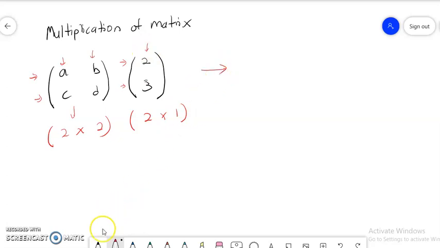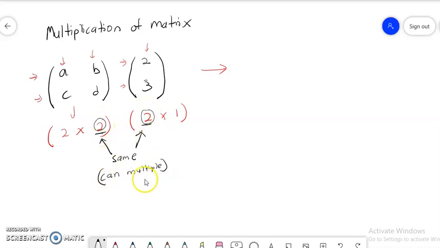Now, multiplication is slightly different compared to addition and subtraction. You have to look at these two numbers. If these two numbers are the same, then you can multiply. You just have to remember, if these two numbers are the same, then you can multiply. Now these two numbers are the same, so we can multiply this.